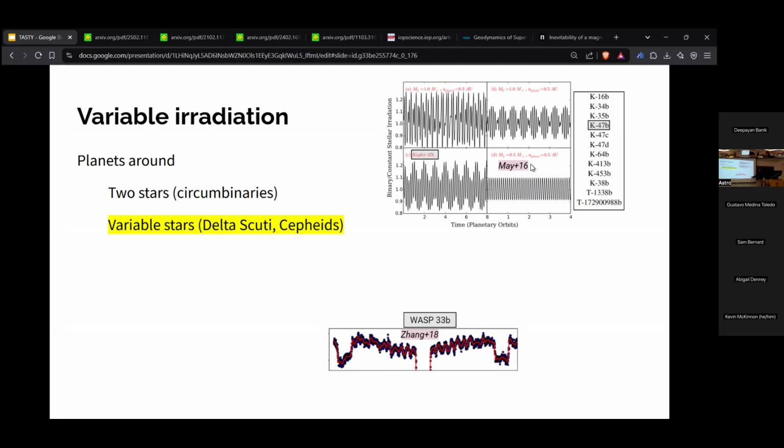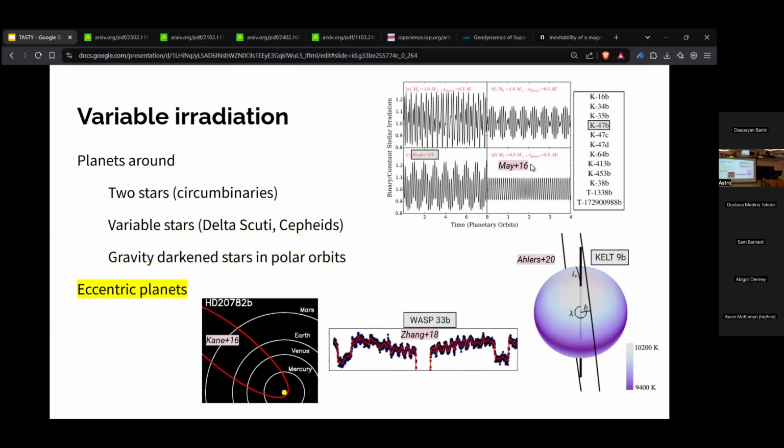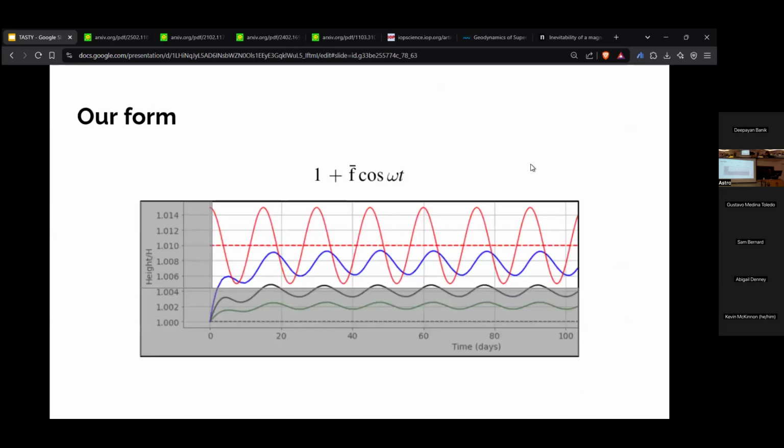The star's variation signal can also be seen, and then there are gravity darkened stars. These stars are spinning so fast that the equator is flattened out, and hence it is at a lower temperature than the poles. And if your planet is going in a polar orbit, it experiences varying irradiation as it goes on this orbit. Finally, you have eccentric planets. If your planet is close to the star, you receive a lot of radiation, while away from it, it will not.